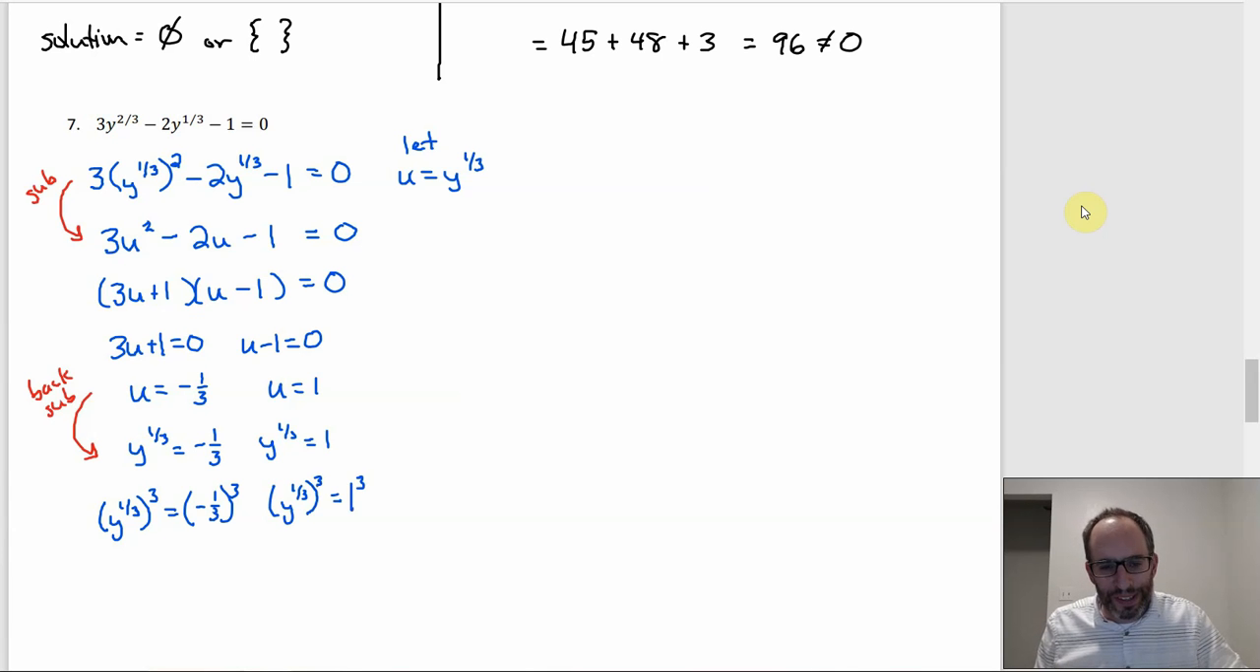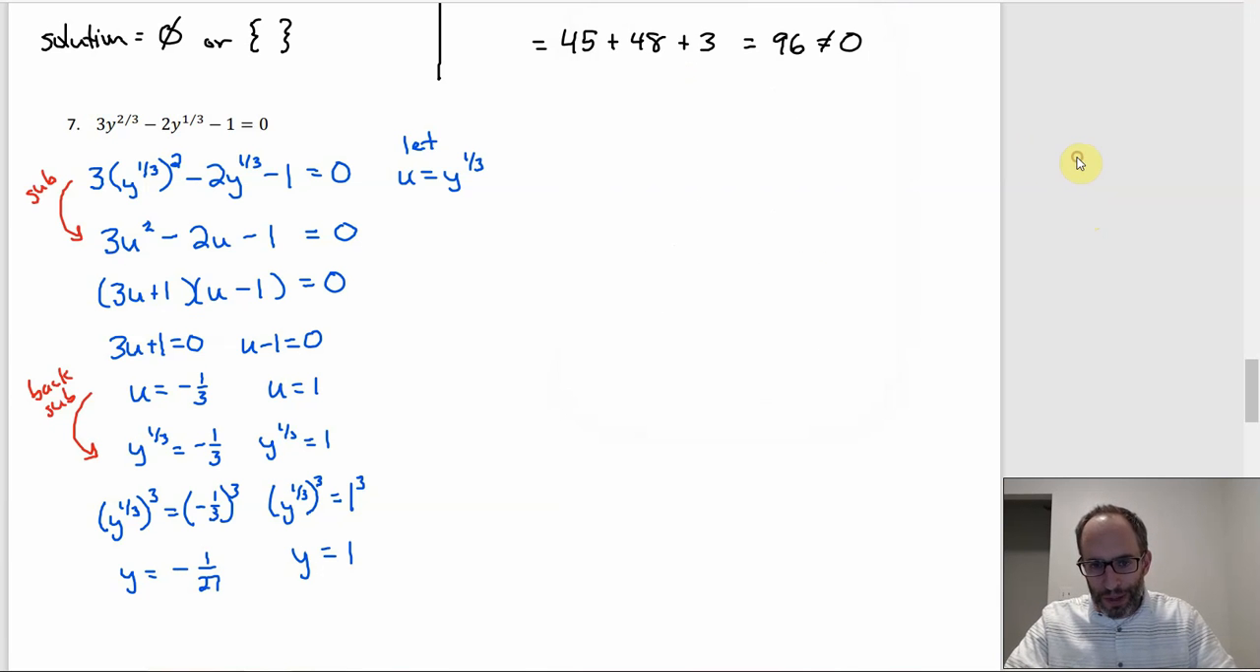So the one on the right's easier. That's just going to be that y equals 1. And then the one on the left is going to be that y is equal to negative 1/27. So there, negative 1/3 times another negative 1/3 would be 1/9, and then times another negative 1/3 is negative 1/27. And then if we check these, so let's see.